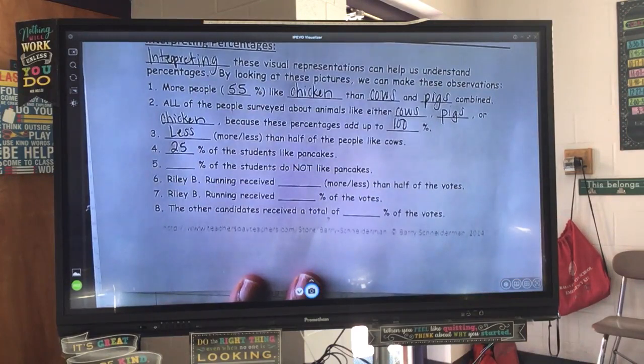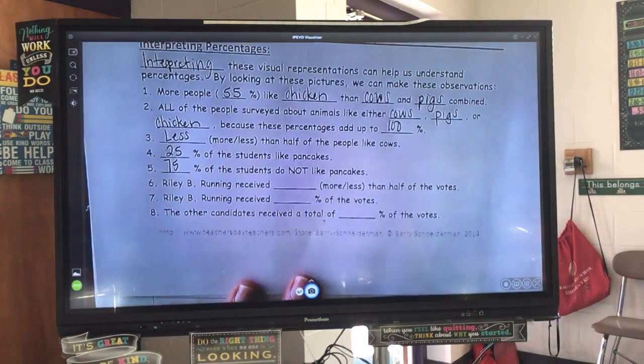Alright, blank percent of the students do not like pancakes. Camden, 75%. How do you know? 75 plus 25 is 100. Right, and we already know that 25% like pancakes, so the remaining means that they don't like them. Okay?